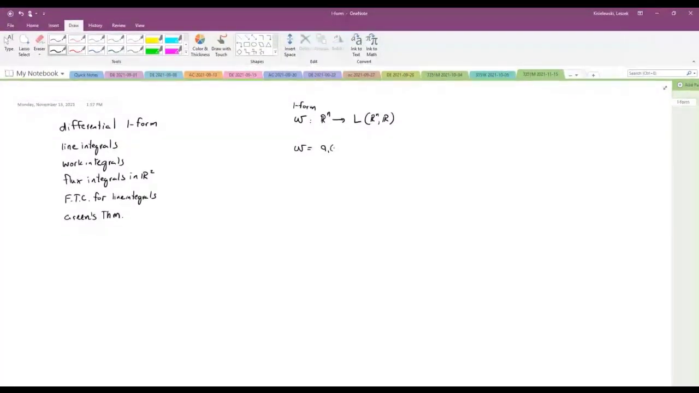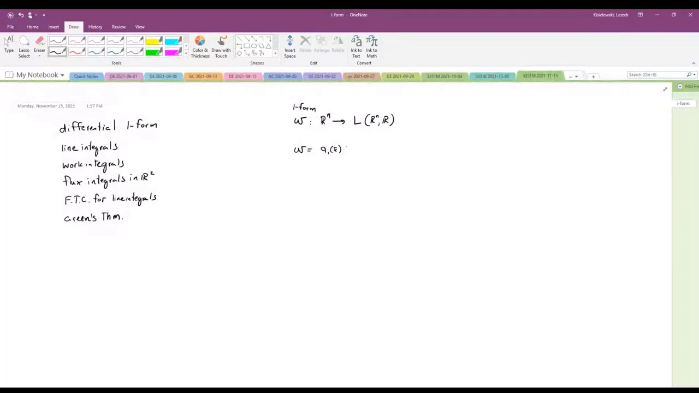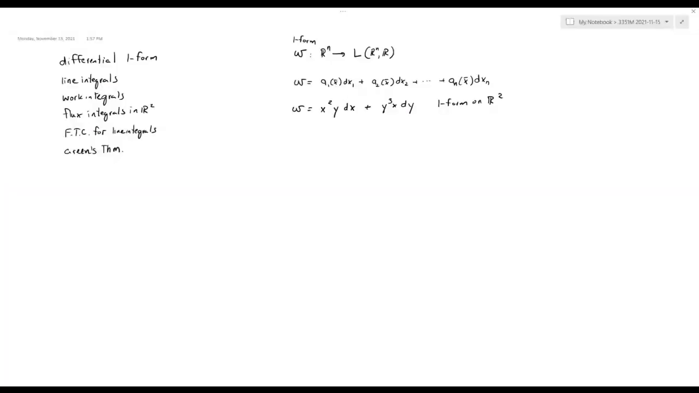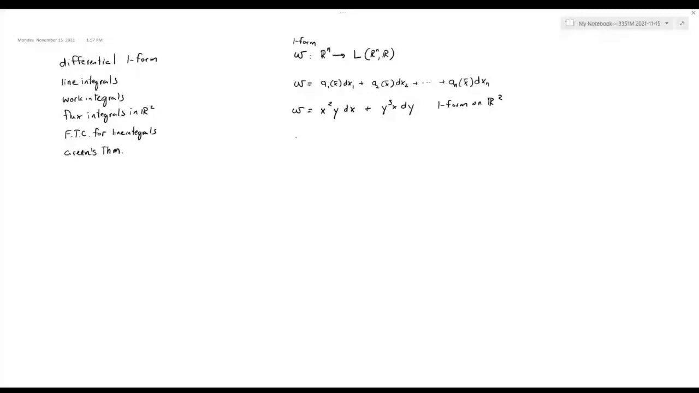some function of position times dx1 plus another component, so it's some function of position times dx2, and so on. So for example, this is a one form on R2. And what we're interested in is doing integrals over paths or contours.